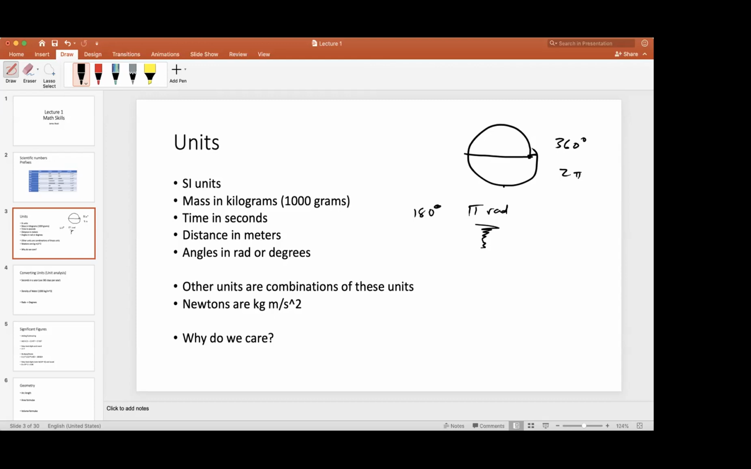So why do we care? We care because of consistency. You're going to find when you're doing labs that you're going to have times when you forget that you're in centimeters and you're trying to compare something like the acceleration due to gravity, and you get some god-awful number like 1,000. And you're like, oh man, my number's off.